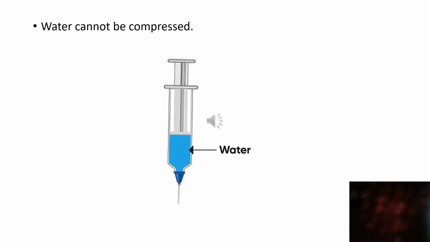Okay, next, water cannot be compressed. Cecair tidak boleh dimampatkan. As you can see from the picture, if we compress the syringe, the water will not flow out from the syringe, because the molecular arrangement of the water is not too loose for them to be compressed, unless you remove the stopper, then the water can flow out from the syringe.